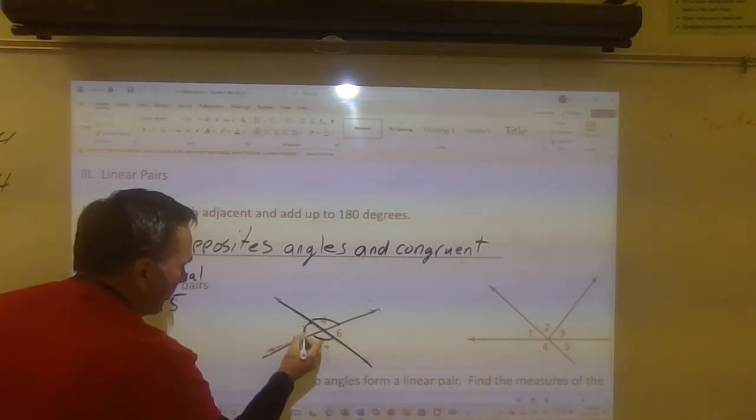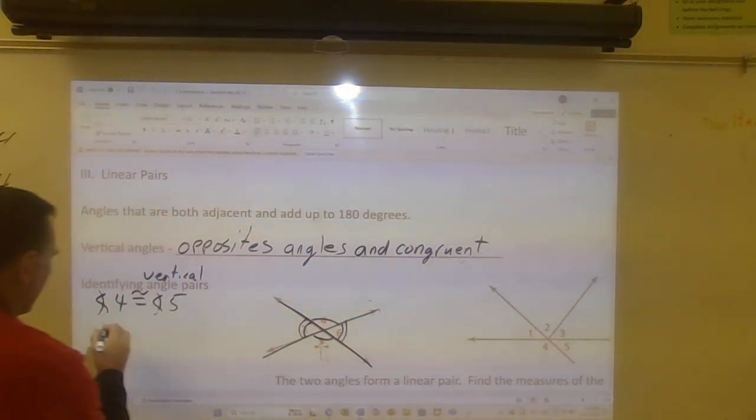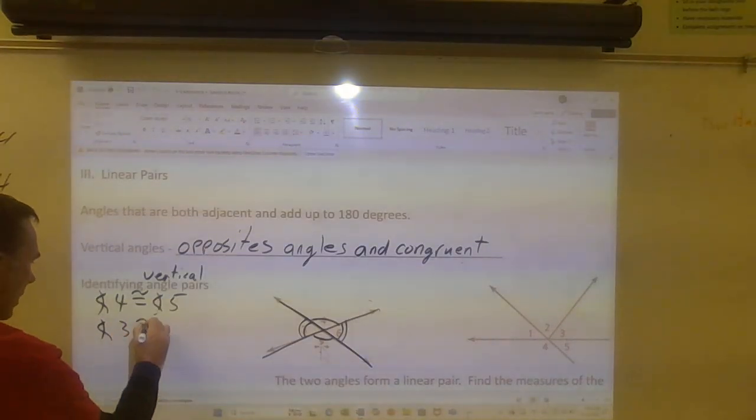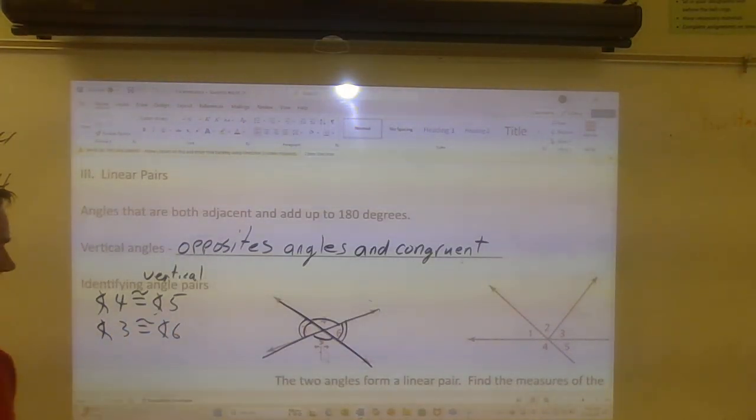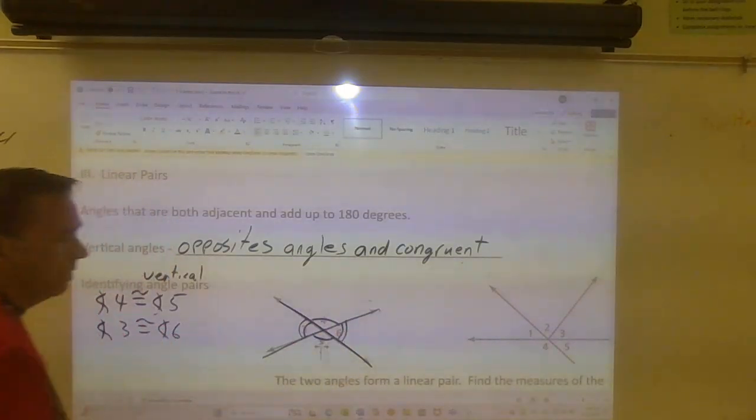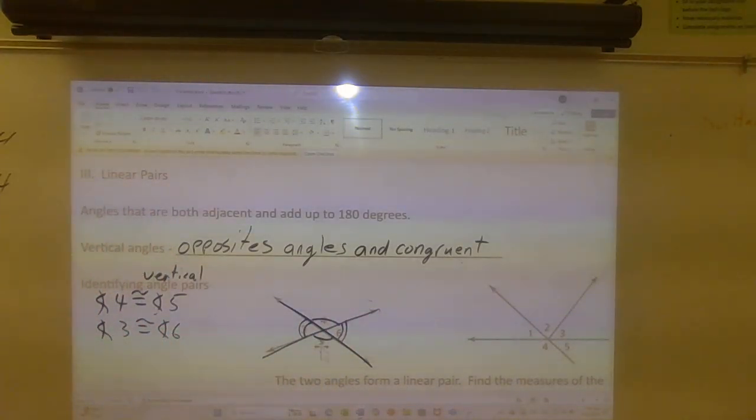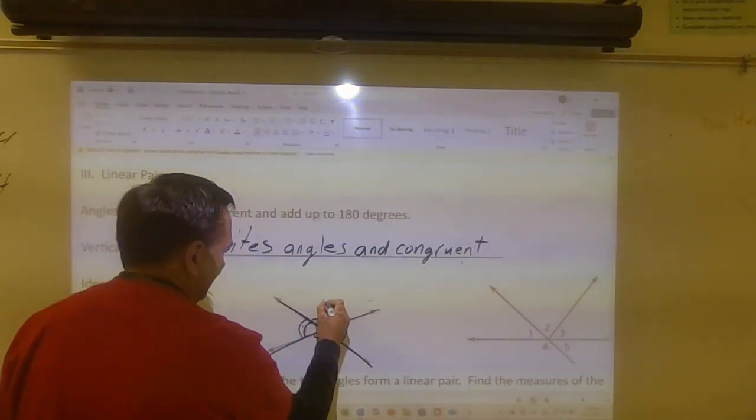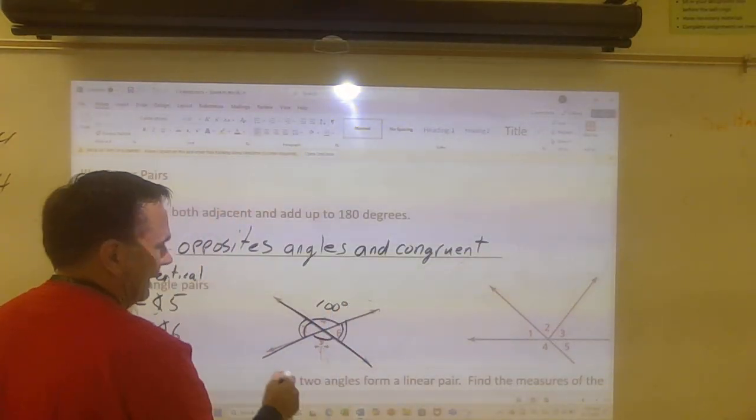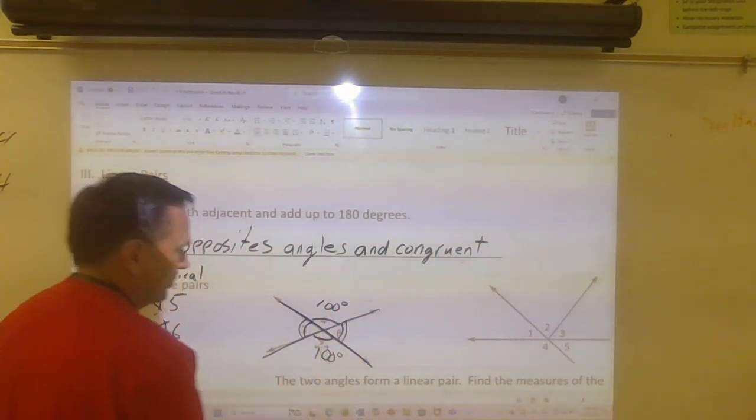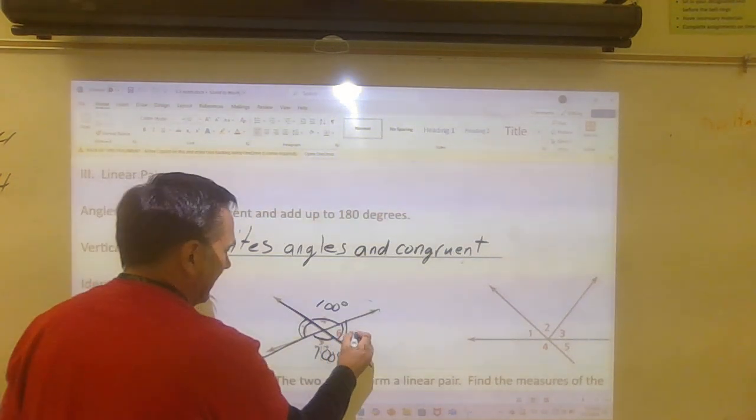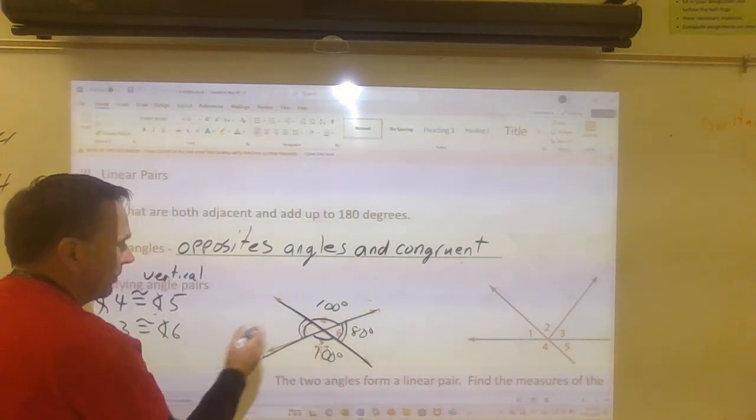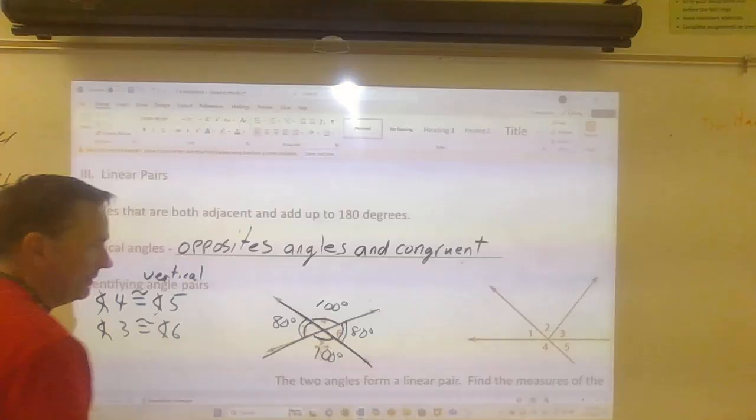We also have angle 3 and angle 6, which are congruent. I'll mark those with two arcs there to say that those are congruent. And those measures would always be equal. So if this measure was 100 degrees, angle 5 is also 100 degrees. If angle 6 is 80 degrees, angle 3 is also 80 degrees.